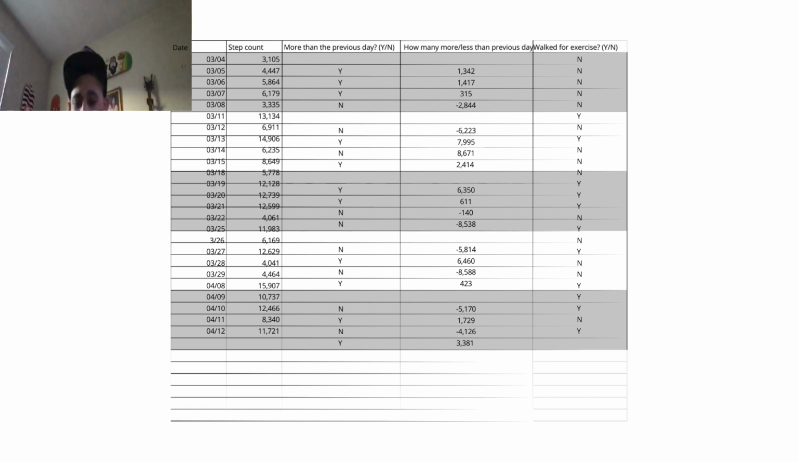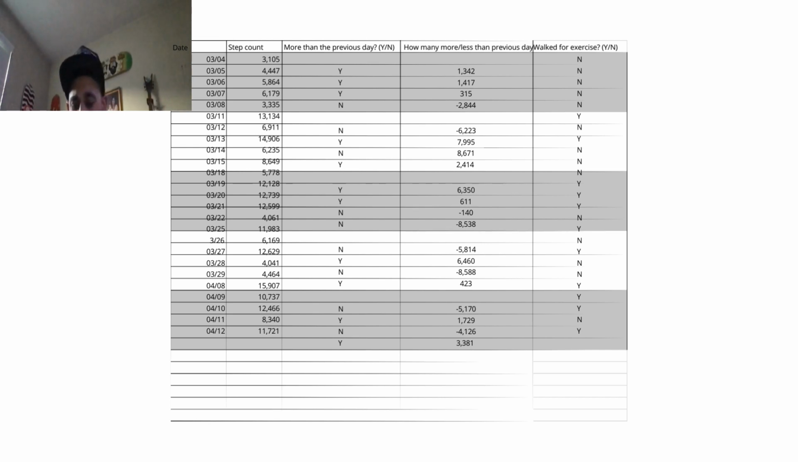Out of these days, there were 11 days where the client took more steps than the previous day. And then there were 9 days where the client took fewer steps than the previous day. And if you notice here, our data was only collected Monday through Friday. So Monday is missing information in terms of steps taken previously, or how many steps they took compared to the previous day.